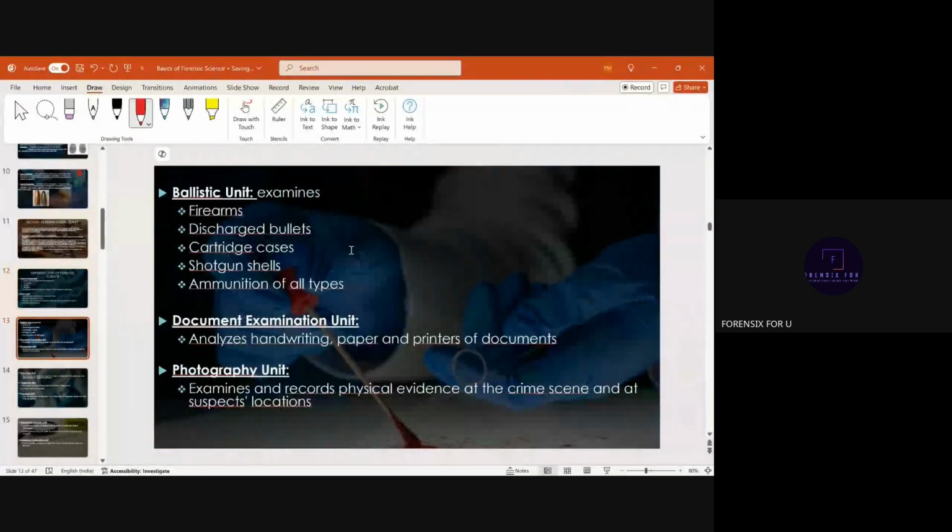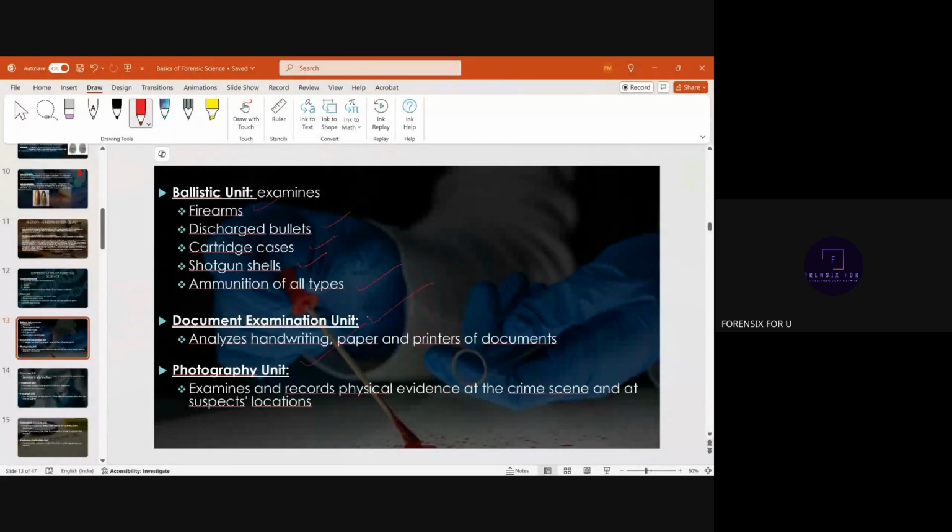The ballistic unit is used for examining firearms, discharged bullets, cartridge cases, shotgun shells, and ammunition of all types. The document division is used for paper or any other security document, which includes passports, visas, credit cards, currency notes, mint coins, anything and everything dealing with a security document or a document which has a handwriting, a signature, or any message written on it.